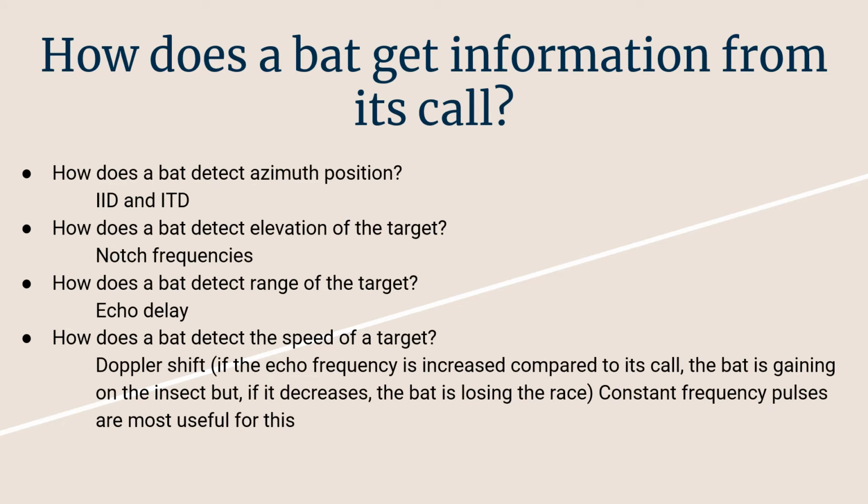So Doppler shift says that if echo frequency is increased compared to the call, the bat is gaining on the insect, but if it decreases, the bat is losing the race. So think about if a bat emits 62 hertz and it comes back at 65 hertz, the bat is gaining on the insect, but if it comes back at 60 hertz, then the bat is losing the race. Final question is, how does a bat detect target size? And that is via echo intensity, so how loud the pulse is when it returns to their ears.